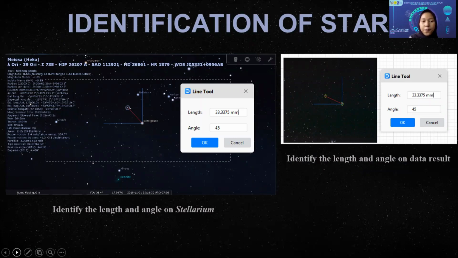Identification of star. Identification compares the research image with standard maps on Stellarium using a vector pattern which contains distance and angle information. And then we compare this standard map with the photo from observation. The results obtained are 33.3375 millimeter and 45 degrees angle in the two images as below.